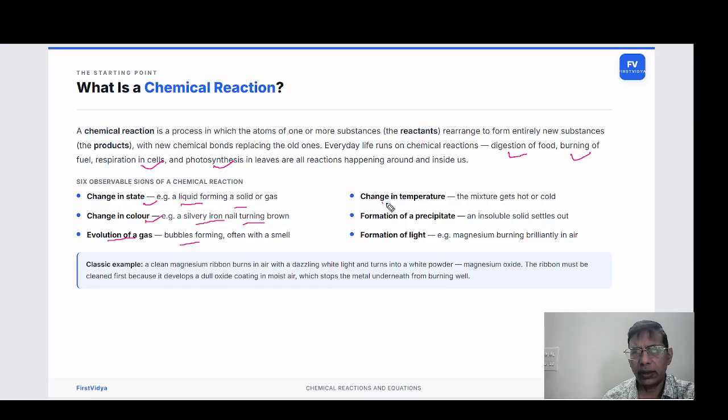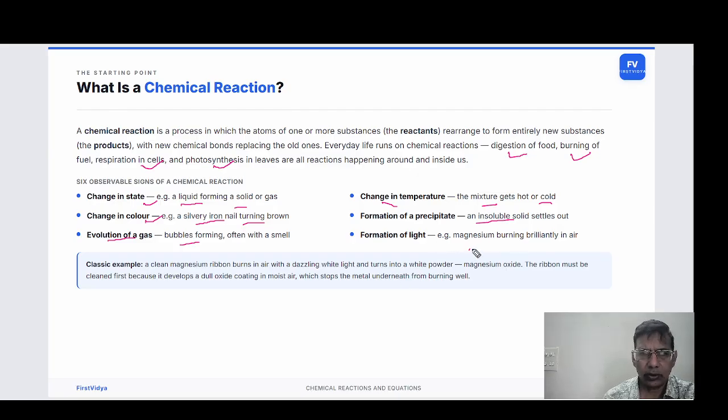The change in temperature, the mixture gets hot or cold. So that is also there. Sometimes if we mix two things, we see that the temperature changes. Then formation of precipitate: sometimes a white precipitate or different types of precipitate comes out from the solution. Then formation of light: if you burn magnesium, we see a brilliant light, right?